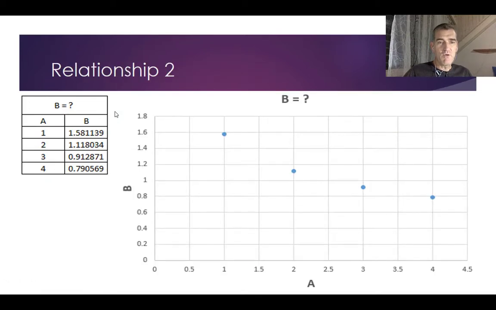Here's another one, getting a bit more complicated this time. This graph could be anything. It looks like maybe an exponential decay graph. It could be a y equals 1 over x graph. So it's very hard to say what that is without doing some research.